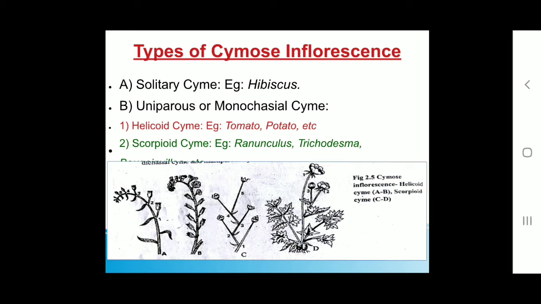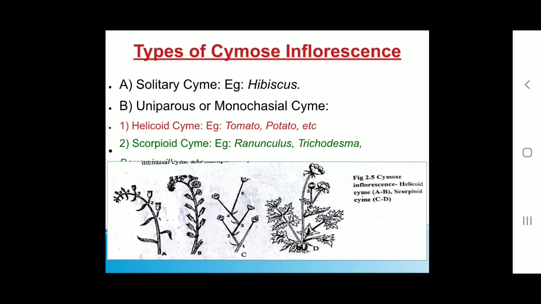Then the second type of cymose inflorescence is uniparous or monochasial cyme, which is characterized such that a single lateral branch arises from the primary axis of old flower, which also terminates in a flower. This is repeated several times. The main axis is terminated by a flower which restricts the growth. There are two subtypes of uniparous cyme. First one is helicoid cyme and second one is the scorpioid cyme.